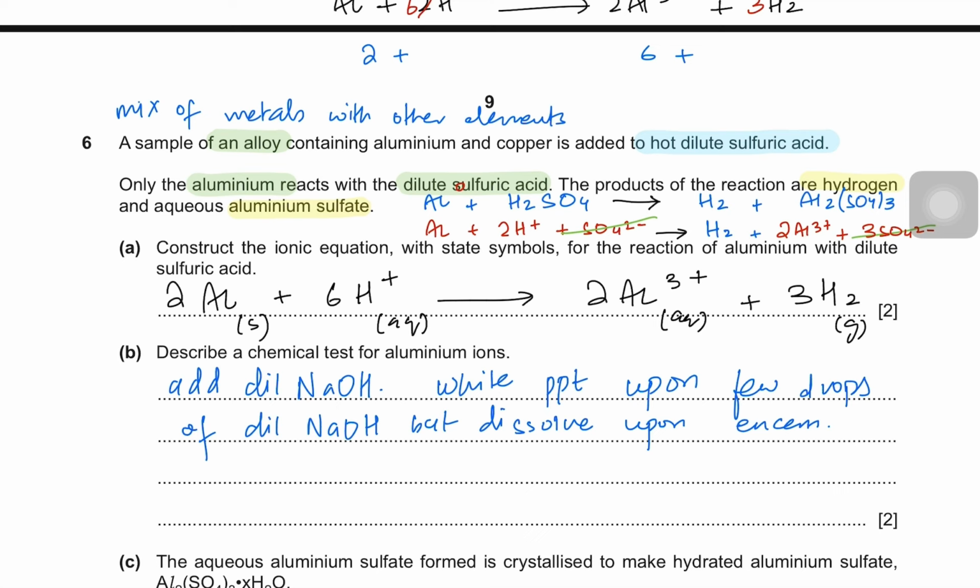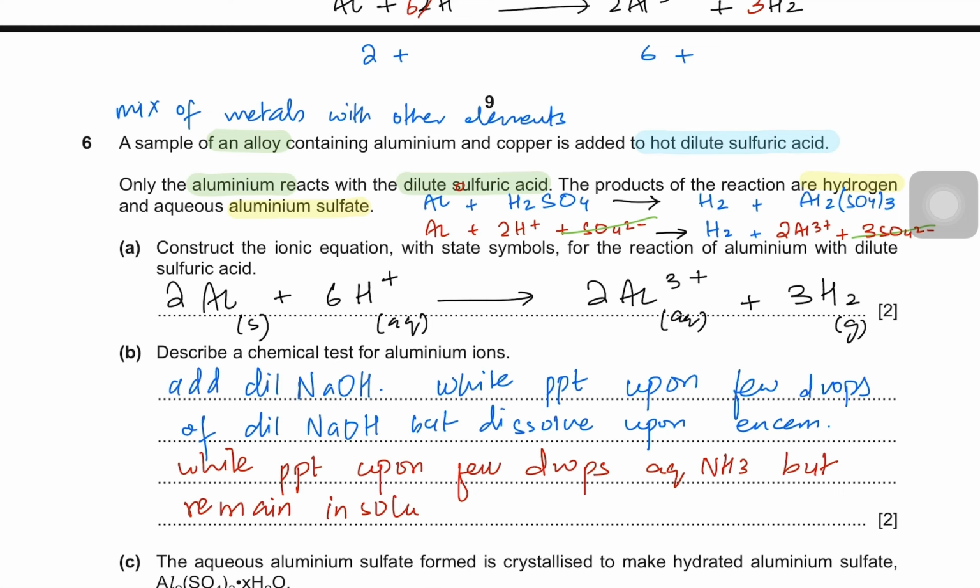And when we talk about aqueous ammonia, white precipitate upon a few drops of aqueous ammonia but remains insoluble upon excess.